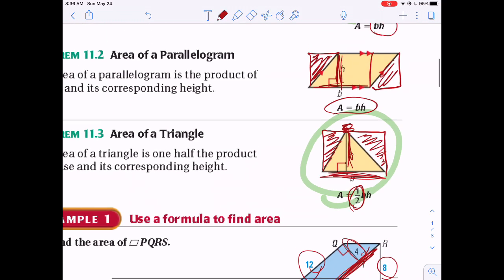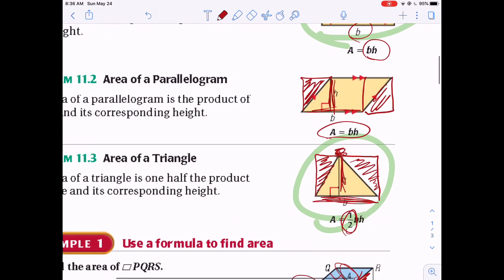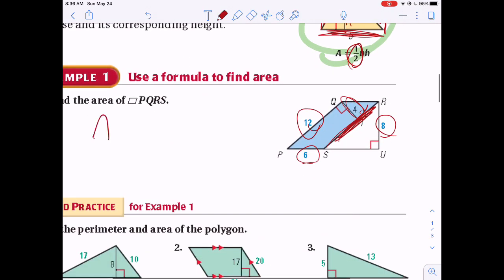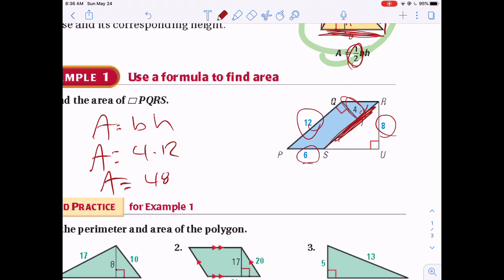So again, here's the formula for parallelogram, B and H. So A equals B times H. And that's just 4 times 12. So A equals 4 times 12. A equals 48. The units here, they don't even give the units.